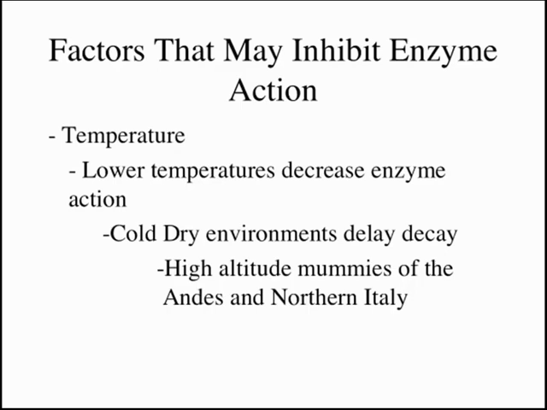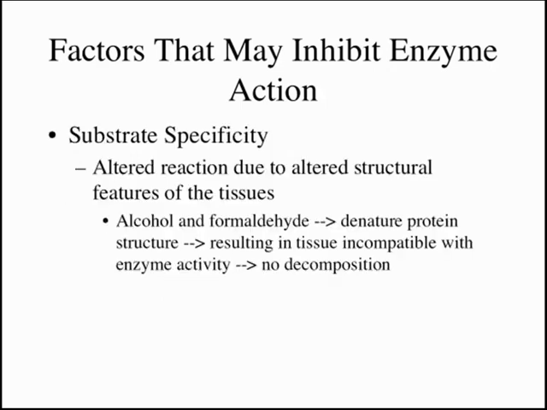Temperature is another factor that may inhibit enzyme action. The lower temperatures decrease enzyme action, so cold, dried environments delay decay. For example, the high-altitude mummies of the Andes and northern Italy. Some are buried in a glacier, and some are out there where there is ventilation. With a dry atmosphere, moisture leaves the body. So in other words, the enzyme activity is reduced by the temperature, and the decay is delayed and allows enough time for the body to dry out in these environmental conditions.